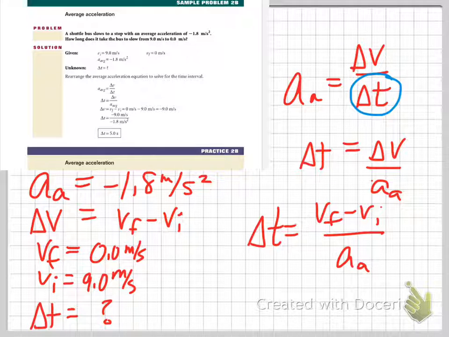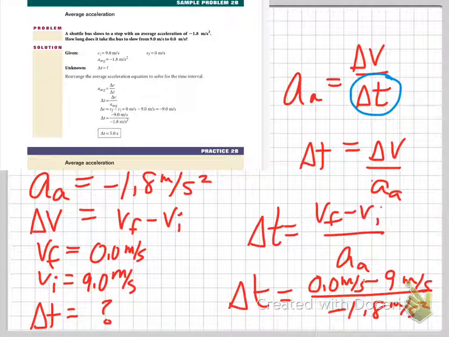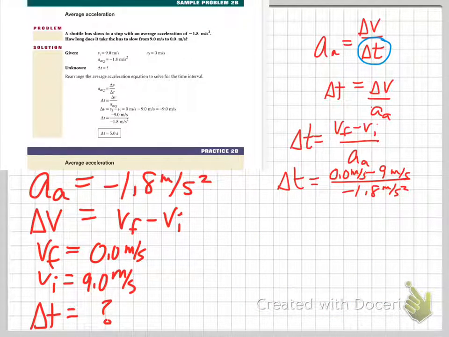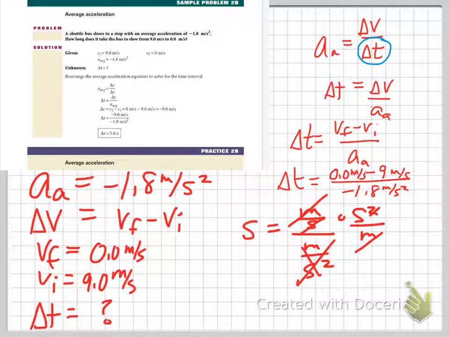Okay, excellent. So delta t equals 0.0 meters per second minus 9 meters per second divided by our acceleration of negative 1.8 meters per second squared. Should we do a little bit of dimensional analysis? So our answer should be in seconds. We have meters per second divided by meters per second squared, which would be invert and multiply, so seconds squared over meters times meters per second. Meters goes away, meters goes away. Hey, it works. Okay, we rearranged it right.